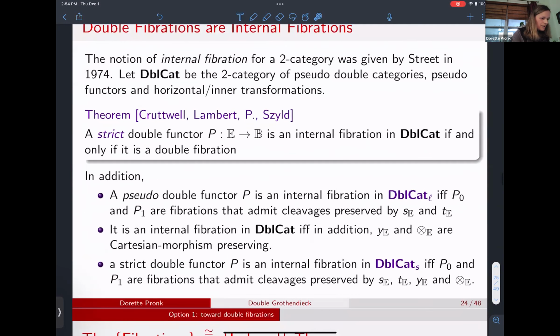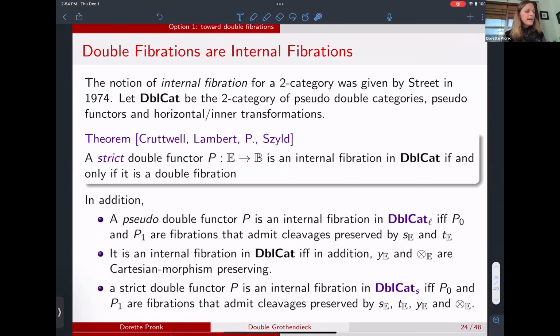You can look at pseudo double functors, but then we need to look in double cat L, so with lax functors, and then this becomes a fibration if P0 and P1 are fibrations that admit cleavages preserved by S_E and T_E.